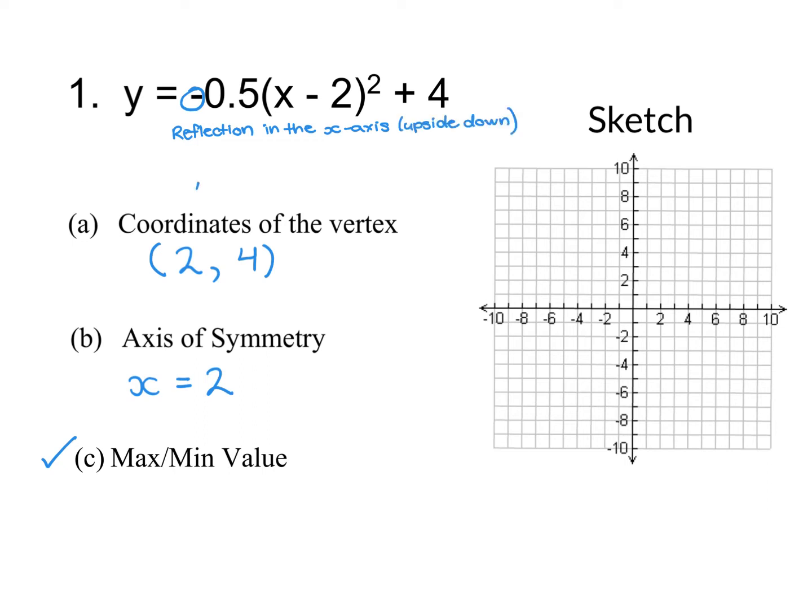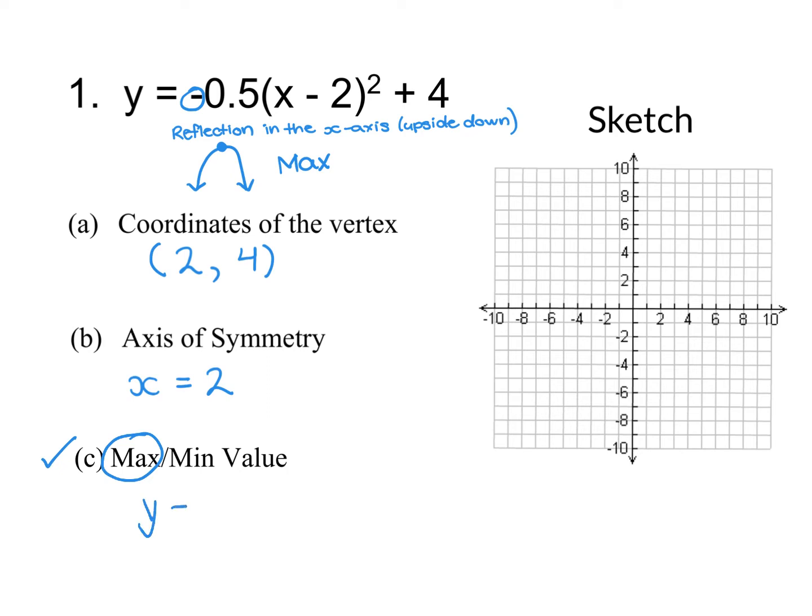So when it's upside down, it's going to look like this. And if you remember, that is called a max. Now the reason why it's max is because the vertex, meaning that dot right there, is at the maximum point on the graph. So we know it's a max, let's circle that in.